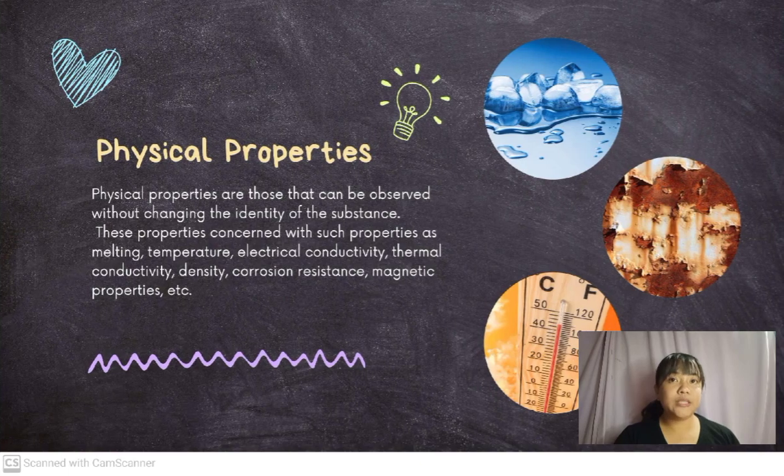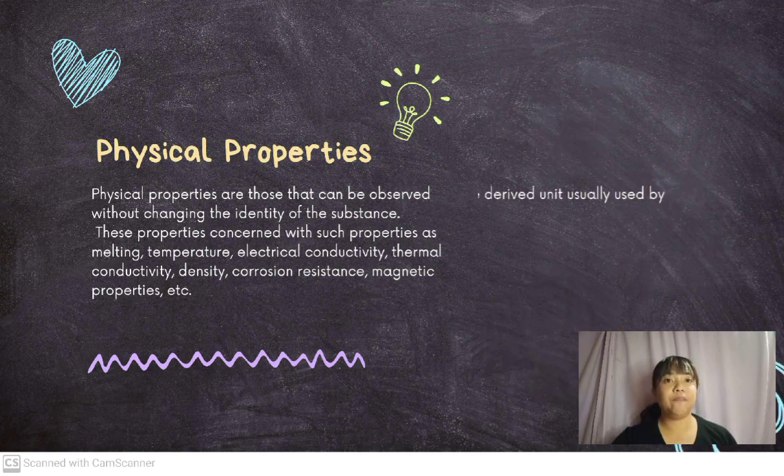So the first property is physical properties. Physical properties are those that can be observed without changing the identity of the substance. These properties are concerned with such properties as melting temperature, electrical conductivity, thermal conductivity, density, corrosion resistance, and magnetic properties.